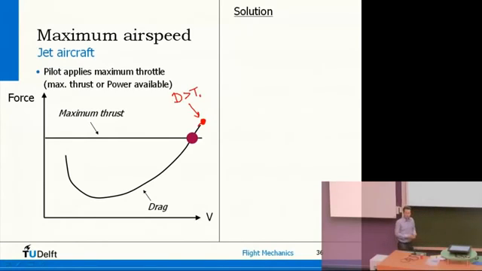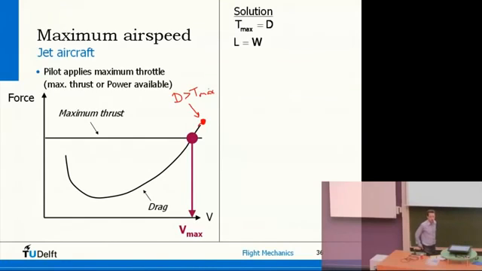So you find the maximum airspeed simply by saying maximum thrust must be equal to drag, and then I have my maximum airspeed. So that's pretty simple, but of course in a diagram you can just draw it, but you would also like to be able to actually calculate it. So how do you do that?